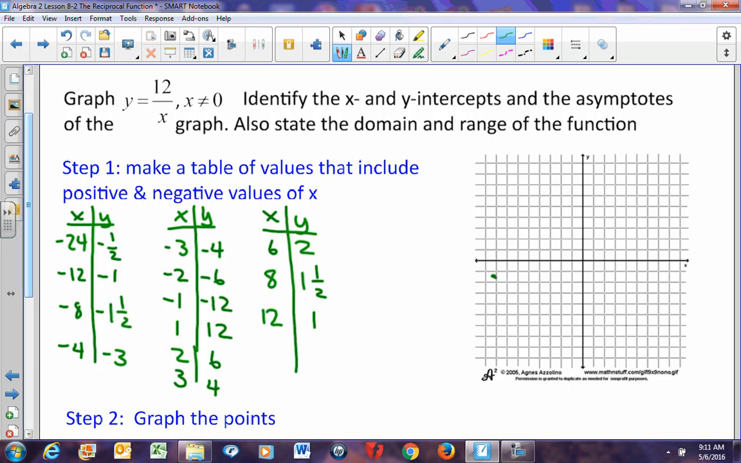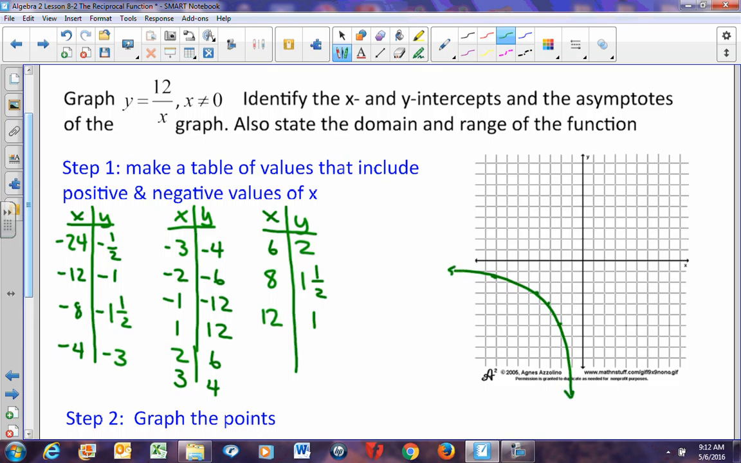If x is negative 4, y is 1/4. If x is negative 3, it's 1/3. If x is negative 2, it's 1/2. If x is negative 1, we're down to negative 1. So this branch will look something like this.